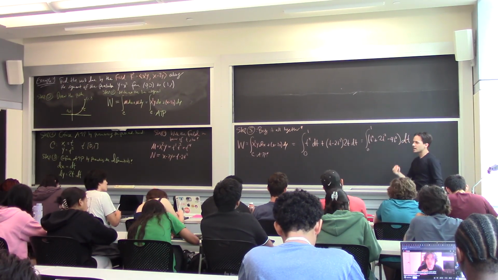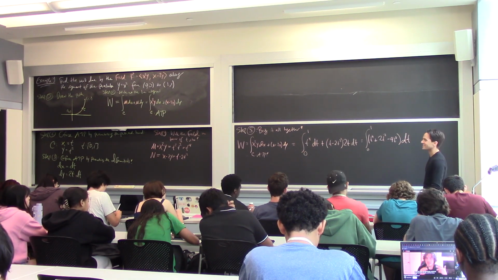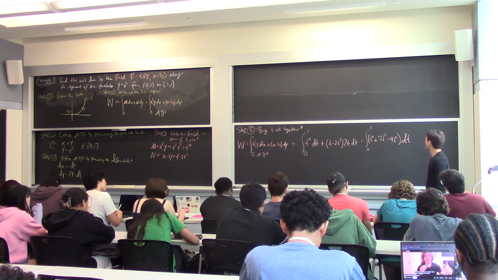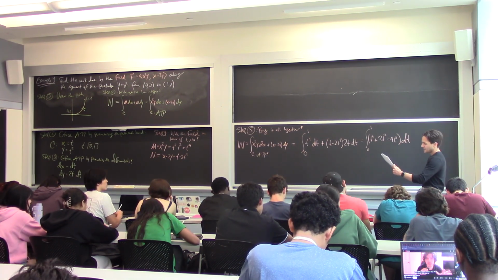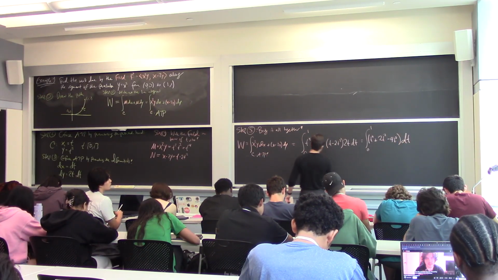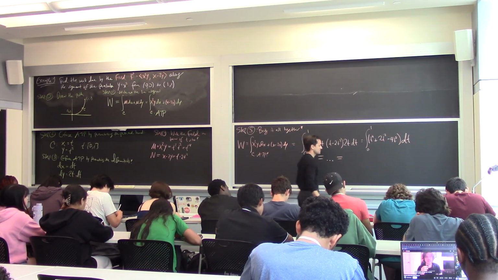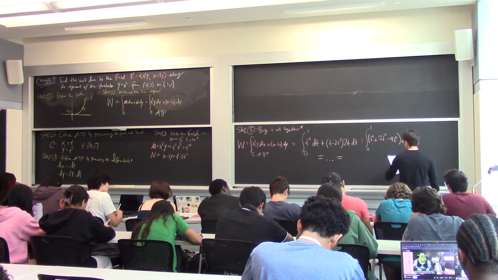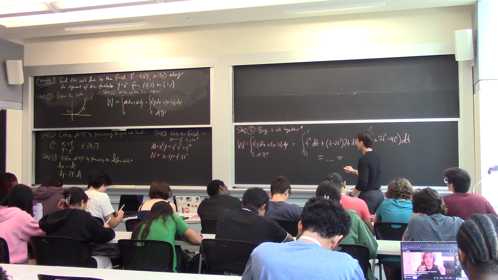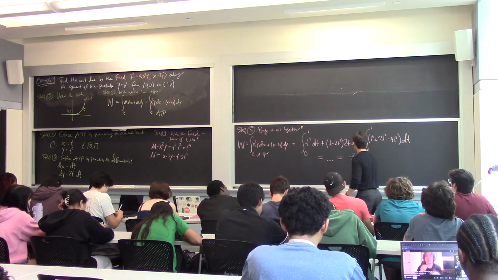Is this an integral we feel capable of solving? We're back in single variable now. If we solve this, we get the answer, minus 2 over 15. Yes. That was quick.